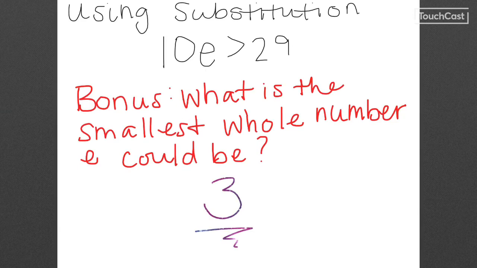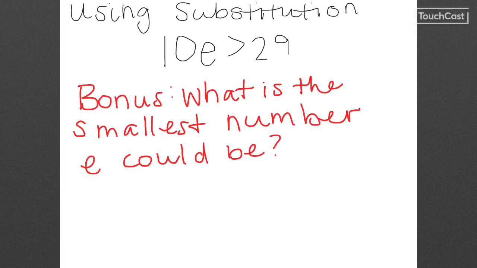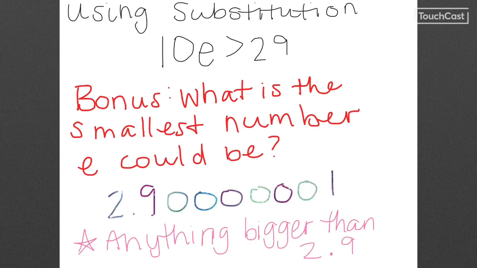Hopefully you said the smallest whole number e could be is 3, because 10 times 3 equals 30, and that's only 1 away from 29. But is that truly the smallest number e could be? Remember, inequalities have an infinite number of solutions. So what is the smallest number e could be? This is pretty tricky, and you probably don't even have enough space on your paper to write the real answer. Pause the video until you're ready to check your work to see if you got the same thing I did.